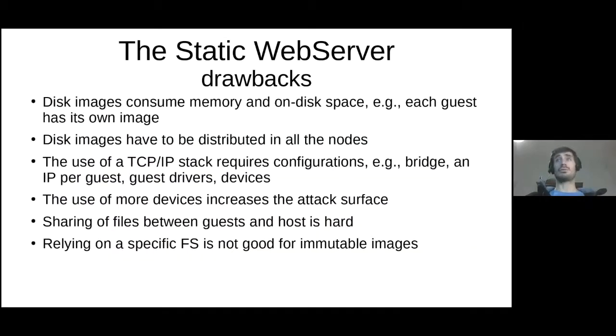So let's summarize the main drawbacks of this configuration. First, this image consumes memory and on-disk space. For example, each guest has its own image. This image has to be distributed in all nodes. The use of a TCP/IP stack requires configuration like bridge and IP per guest, drivers, devices. Also, the use of more devices increases the attack surface. Sharing of files between guests and hosts is most of the time hard and complicated, and relying on a specific file system in the guest is not good for an immutable image.